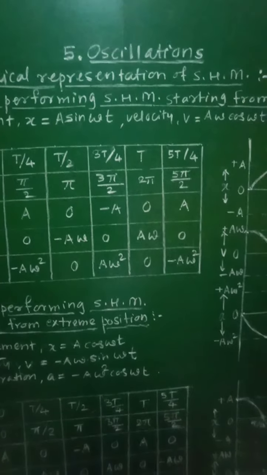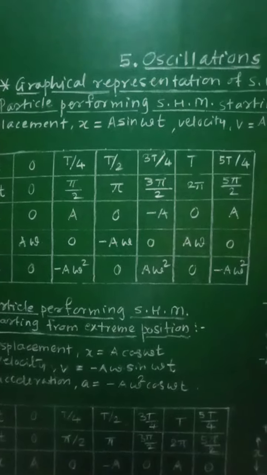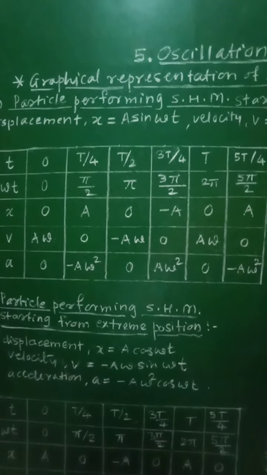Class 12th subject physics, 5th chapter oscillations. From this chapter, let us see the graphical representation of SHM. So in this point, we have to plot the graphs of displacement, velocity and acceleration against time or against phase.